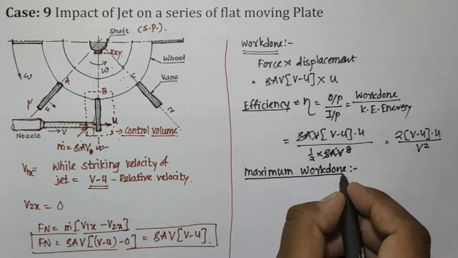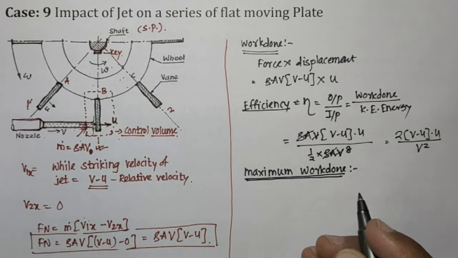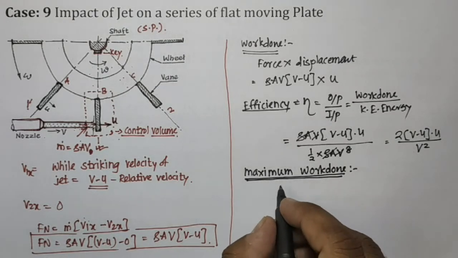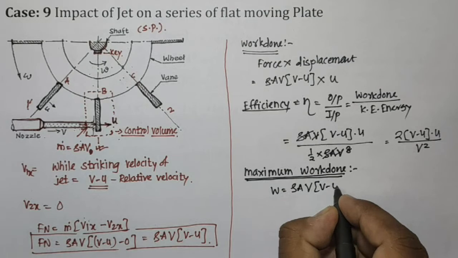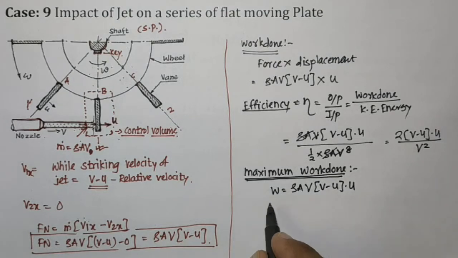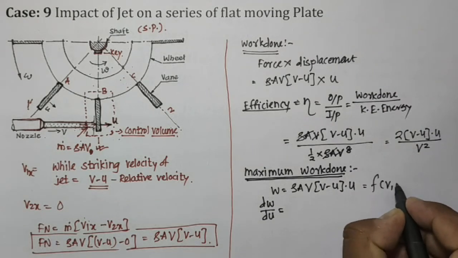Maximum work done can be given by: work done is equal to rho a (v minus u) into u. So dW upon du, because work done is a function of v and u, because rho and a are constant, so it will become a function of basically v and u.